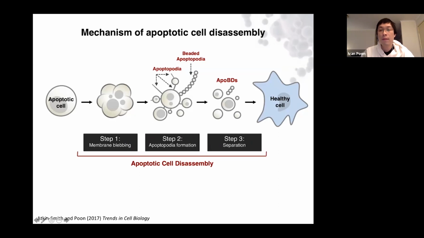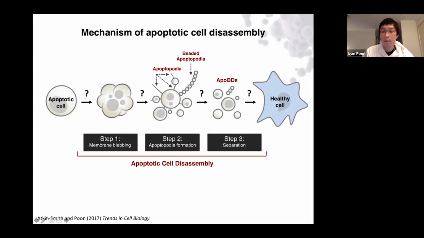So based on these findings, we propose that how cells break apart is regulated by three distinct steps. Step 1 is the ability to form membrane blebs. Step 2 is the formation of this apoptopodia to separate the blebs or the protrusions themselves. And then fragmentation of that can lead to the formation of apoptotic bodies. And obviously, we're quite interested in the molecular factors that actually control each of those steps.